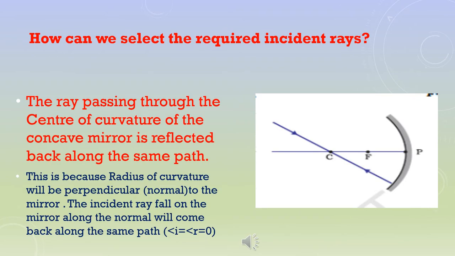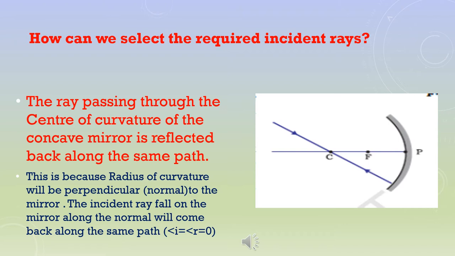To draw a ray diagram, we need only two rays. But which two rays do we need? Because from an object, lakhs and lakhs of rays are coming out, which two rays will we select? For that, we should know in which direction they are getting reflected.